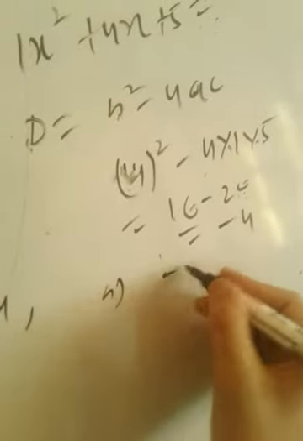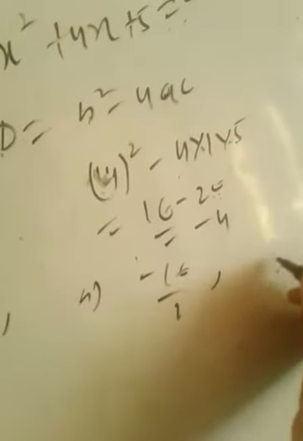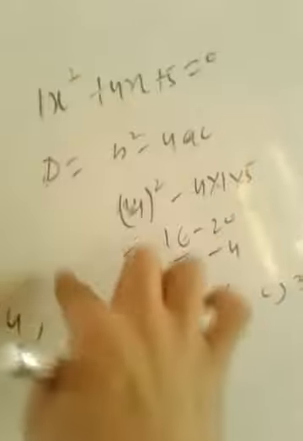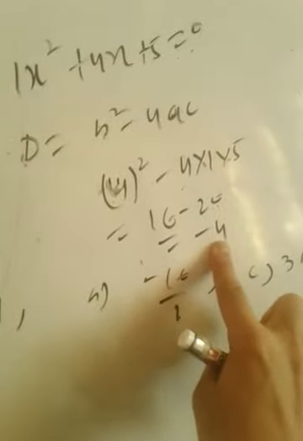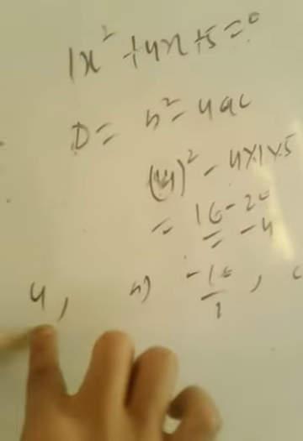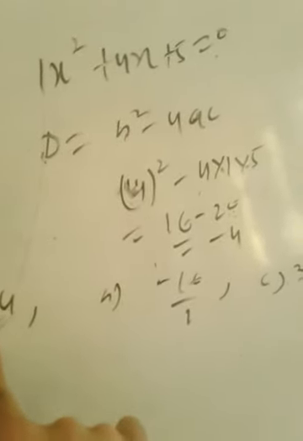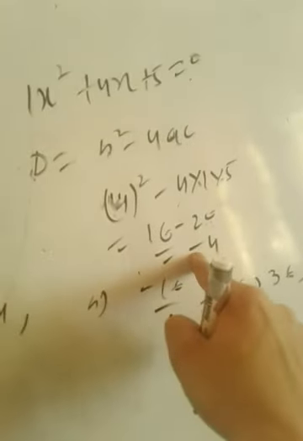The second part was minus 16 by 4. The third part was 36, yes. And the fourth part was minus 36. Have a look. When you do it in a rush, b square minus 4ac, you arrive at the 4. So in a rush, you see that here is a 4, and you immediately mark it as your correct answer without seeing that there was a minus 4.